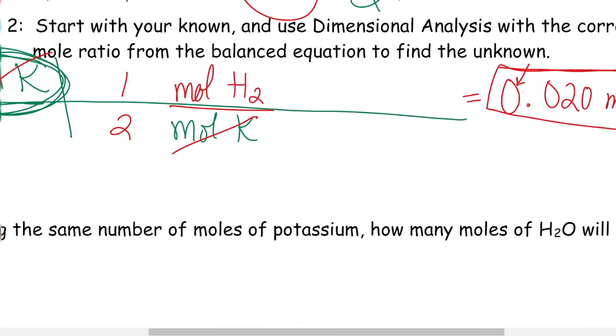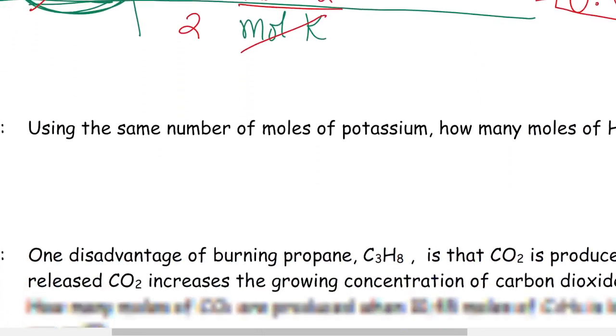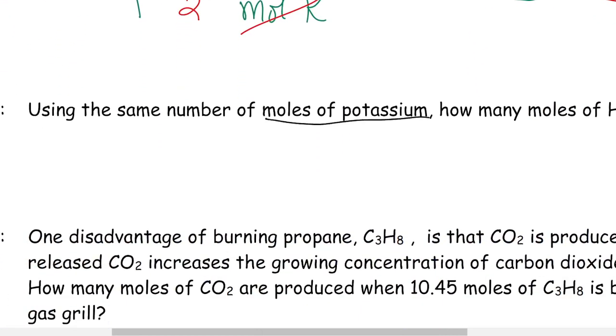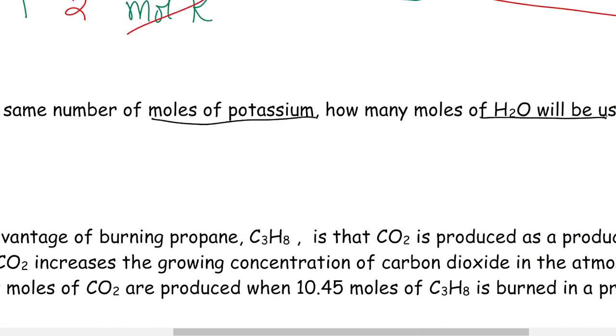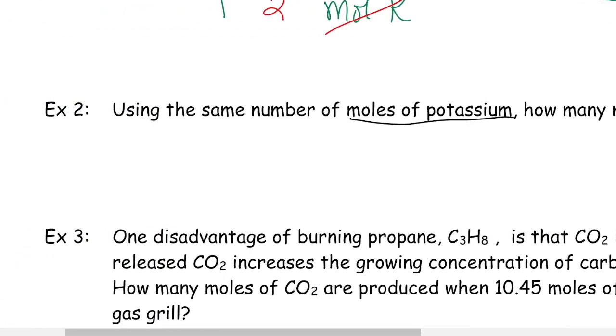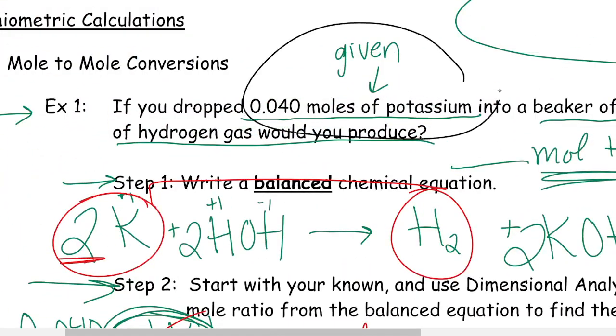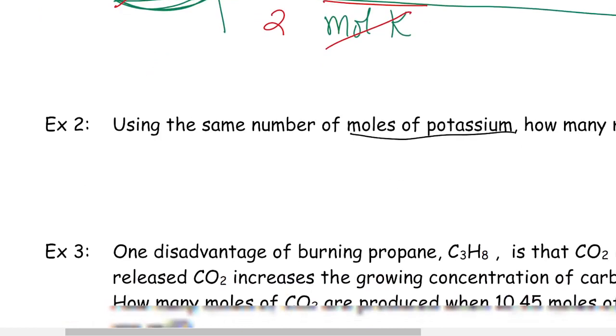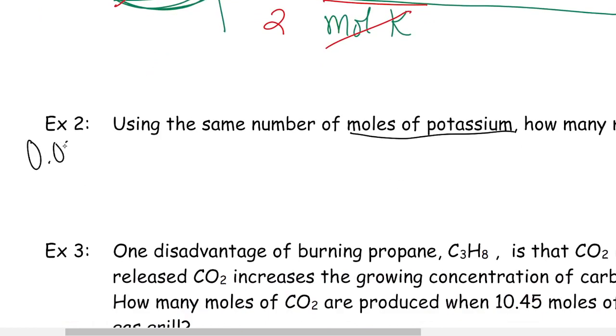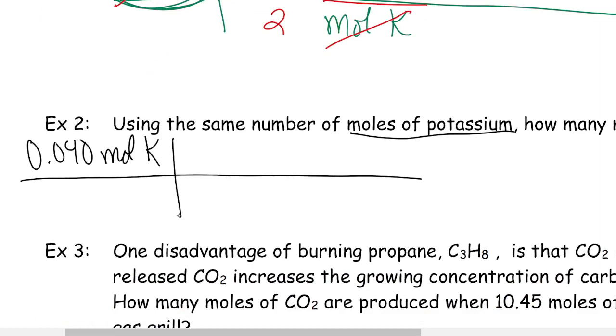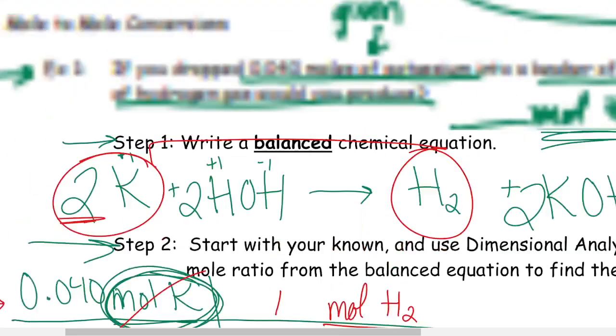All right, let's move on to the next example. It says, using the same number of moles of potassium, how many moles of H2O will be used? So if I have the same number, that means I'm using the same given as in this question, which was given to us up here. So 0.040 moles of potassium is going to be my starting information.